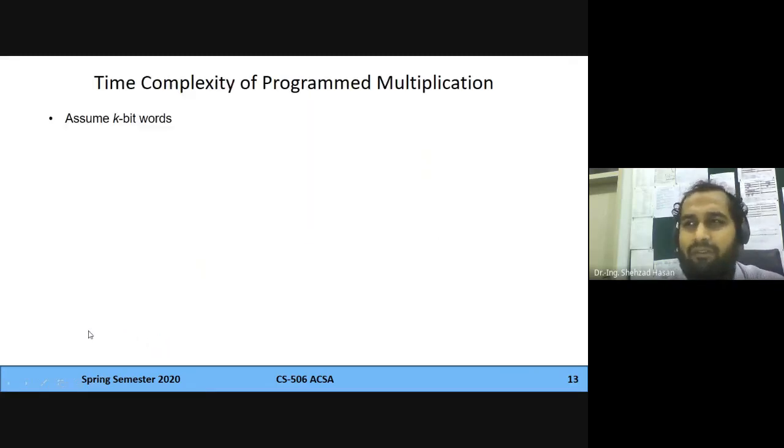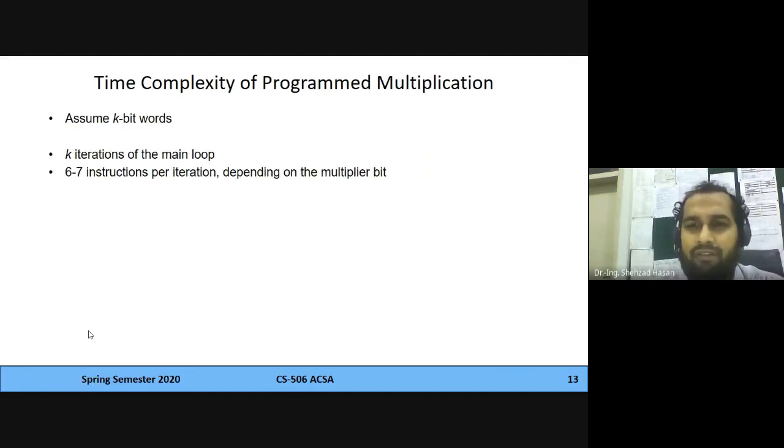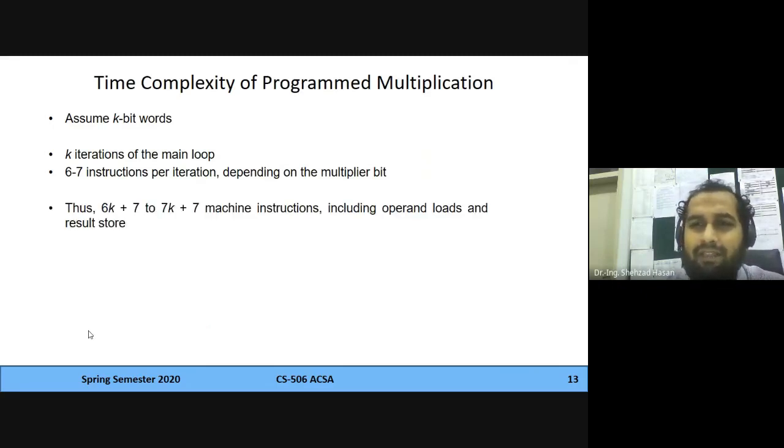The problem with this is if you have k bits, there are going to be k iterations of the main loop because it's going to run k times, and this main loop is either taking 6 instructions or 7 instructions. If it's a 0, it's skipping the add, so only 6. So it's between 6 and 7, which on average you can say 6.5. And then there are a few instructions for loading into some register and storing, so those are 7 instructions. So it's either 6k plus 7 to 7k plus 7. If you take an average, that would be 6.5k plus 7 instructions.